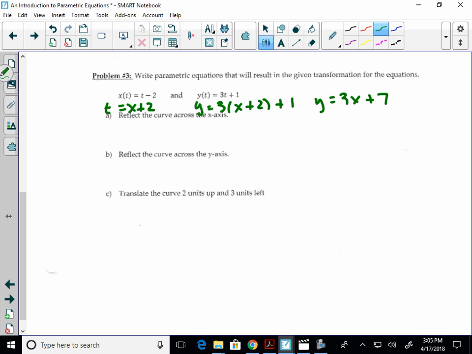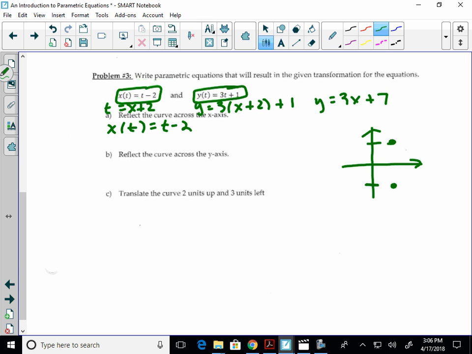Okay, next, it says reflect the curve across the x-axis. Well, think about this. If you had a point, and you were going to reflect it across the x-axis, what changes, x or y? Y. And if this is 3 up here, this has to be negative 3. So if I'm looking at these two equations, which one would I have to change? The x equation or the y equation? The y equation. And I'm going to make them both negative, right? Okay, so if you want to check it, you can to see.